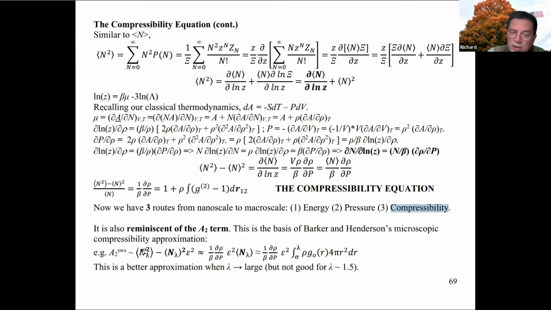Just one more note in passing. You've probably heard of this compressibility approximation of Barker-Henderson. Noting how this n squared minus n squared looks, I think this is actually the macroscopic compressibility approximation of Barker and Henderson. So if you understand this equation, then you can understand this equation a lot better.